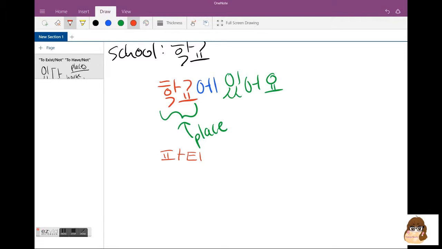If you want to say you're in the car, oh, let me write down party. For car, it's 차. You say 차에 있어요. If you want to say you're in your room, you say 방에 있어요. 방 is room. Wait a second. Oh, yeah. Bang. I'm pretty sure it's that. So, 방에 있어요.